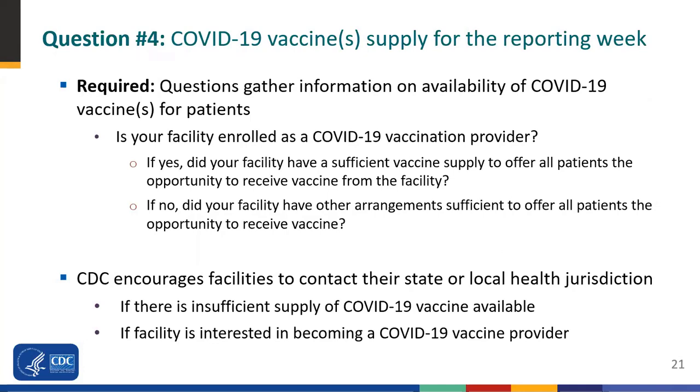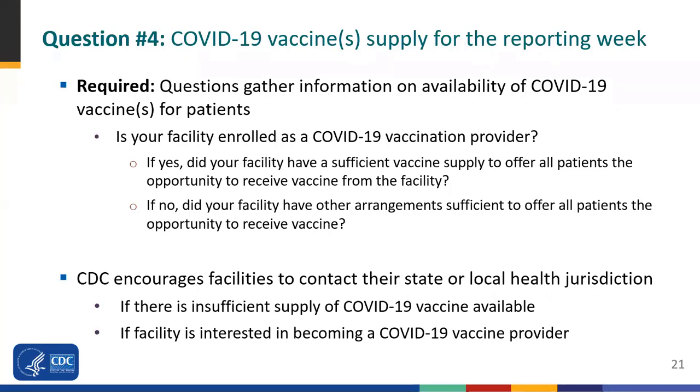Question 4 consists of required questions on the availability of COVID-19 vaccines for patients. First, indicate if your facility is enrolled as a COVID-19 vaccination provider. If the facility is enrolled as a COVID-19 vaccination provider, indicate if the facility had a sufficient vaccine supply to offer all patients the vaccine.